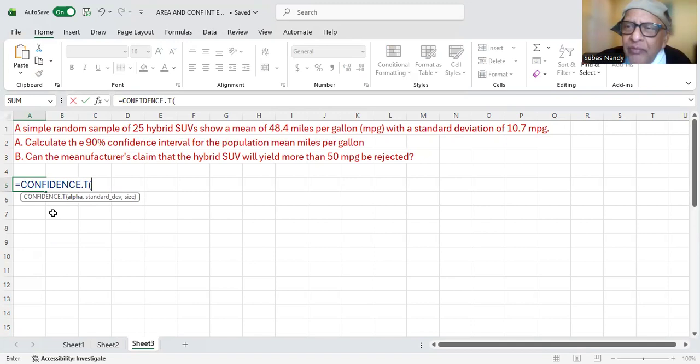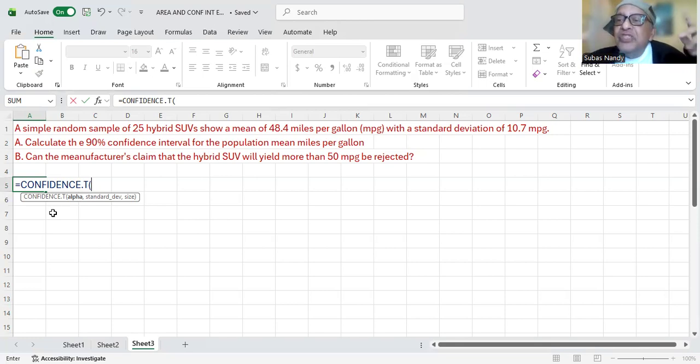And I will write it down also. Confidence.t, alpha. What is alpha? If you have watched my previous video, I have mentioned that alpha is the complement or opposite of the confidence level. So in this problem, the confidence level is 90%. Everything adds up to 100%. So the opposite of 90% confidence is 10% level of significance, which is alpha. So alpha is 1 minus 0.9, for 90% confidence interval.